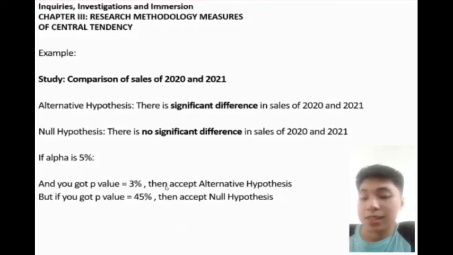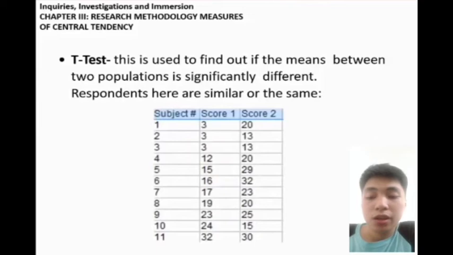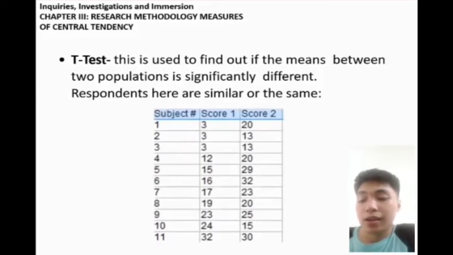Papunta naman tayo sa t-test. This is used to find out if the means between two populations are significantly different. Ang subject dito ay yung respondents. Itong 1, 2, 3 hanggang sa 11, mapapansin nyo ay iisa lamang yan na grupo. Ang score 1 at score 2, for example, bibigyan tayo ng example about the bar exam. Bago sila mag-take ng bar exam, magkakaroon muna ng pre-test. Ito yung score 1. At ang score 2 ay siya yung conducted post-test. Okay? Naintindihan ba?